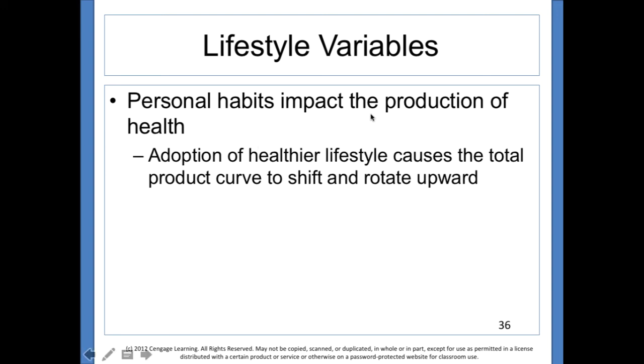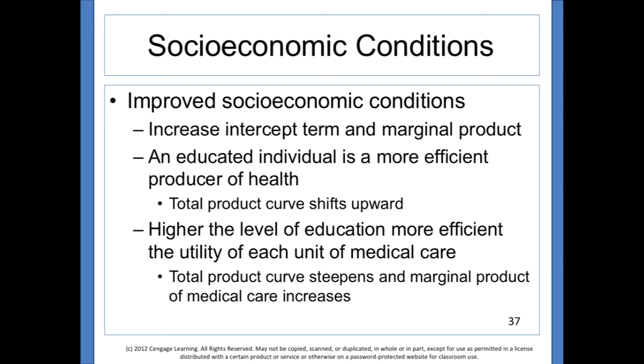Personal habits impact the production of health, or adoption of a healthier lifestyle causes the total production curve to shift and rotate upward. So if you change your lifestyle to a healthier lifestyle, you shift your health production upward. And if you change your personal habit or lifestyle habit for the worse, then you shift that downward.